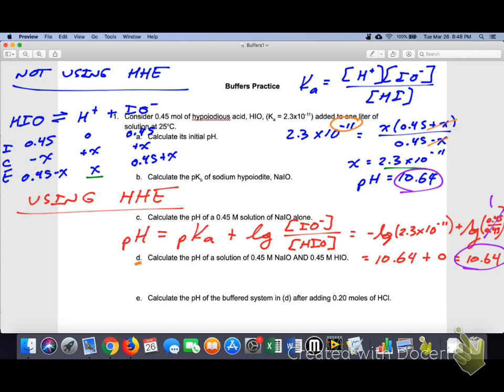And so what is the pH? It's 10.64, which is exactly what we got when we didn't use the Henderson-Hasselbalch. So it doesn't surprise us, but it just shows two different approaches to solving the same problem.